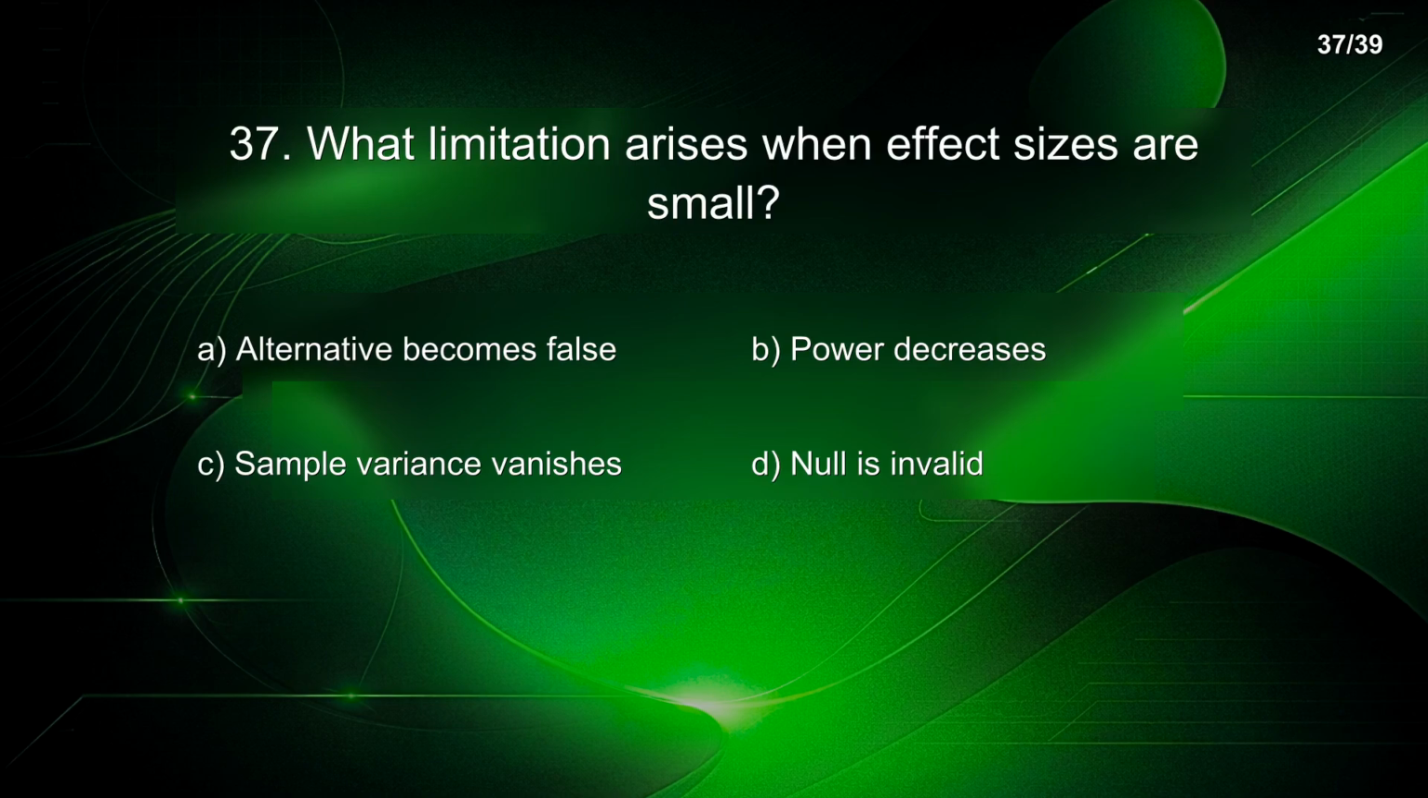37th question. What limitation arises when effect sizes are small? A. Alternative becomes false. B. Power decreases. C. Sample variance vanishes. D. Null is invalid. Correct answer is B. Power decreases.